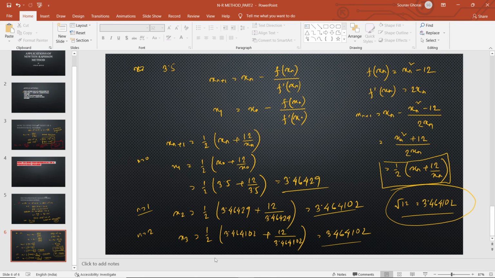I hope you understand how you can find the roots, how I can find the mth root of any given equation.